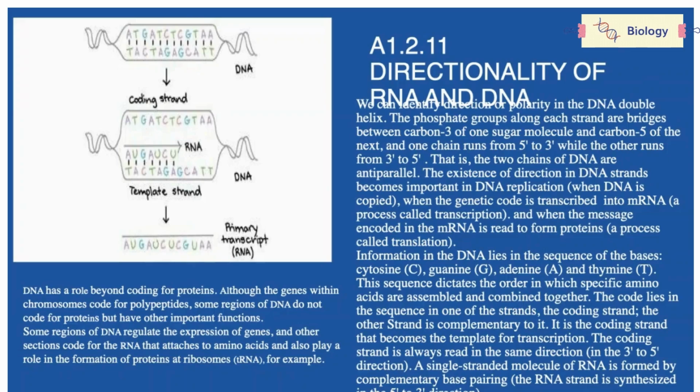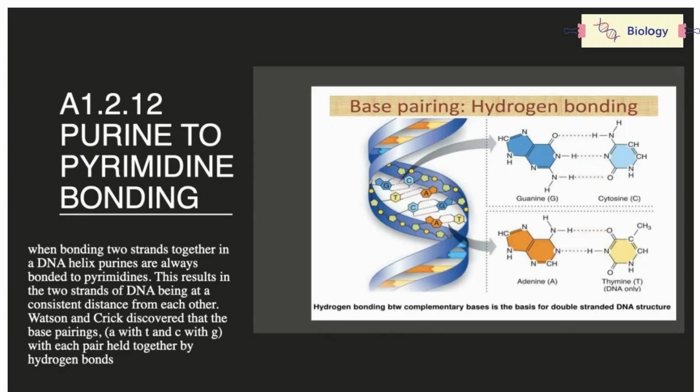The information in the DNA lies in the sequence of the bases: cytosine, guanine, adenine, and thymine. This sequence dictates the order in which specific amino acids are assembled and combined together. The code lies in the sequence in one of the strands, the coding strand.